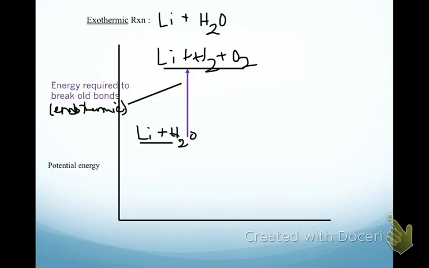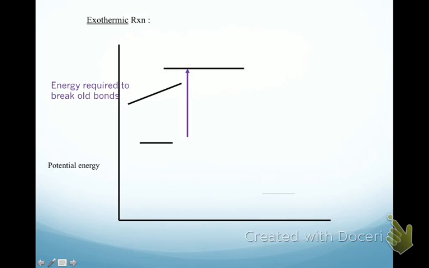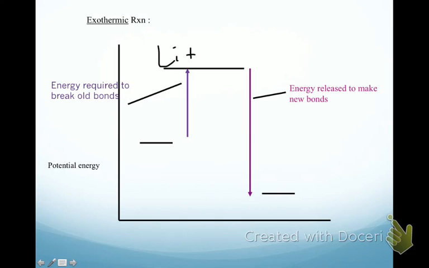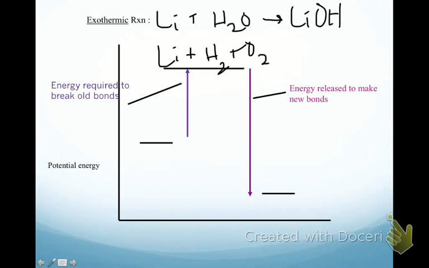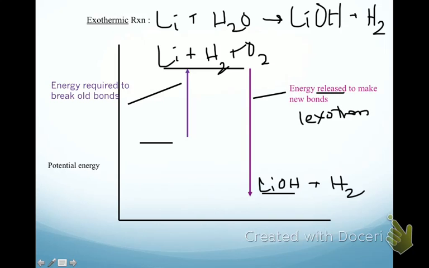However, new bonds are always made in a chemical reaction as well. When those atoms of lithium, hydrogen, and oxygen make new bonds, remember we started with Li plus H2O, we would get lithium hydroxide and hydrogen gas. Making new bonds always releases energy, so that part is always exothermic. So you always have exothermic and endothermic happening at the same time. In a chemical reaction, it's always endothermic to start and then exothermic to end.